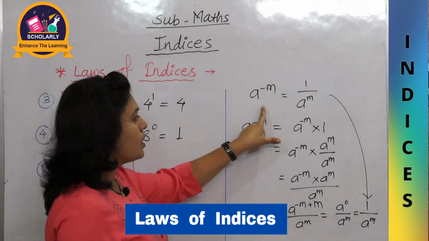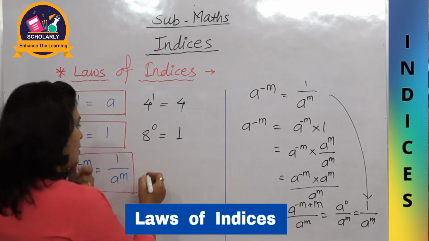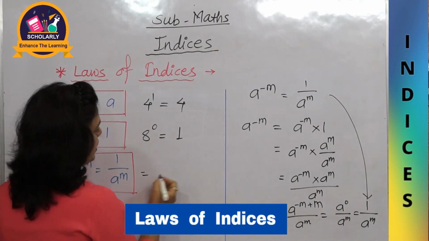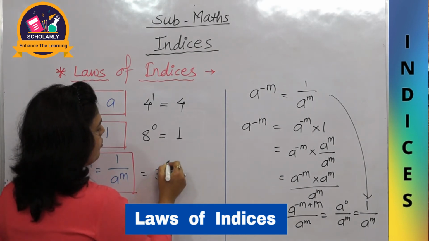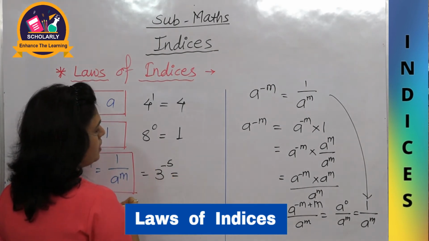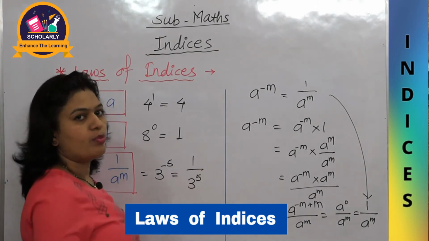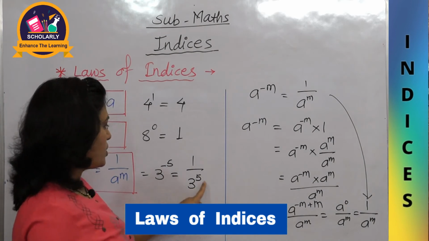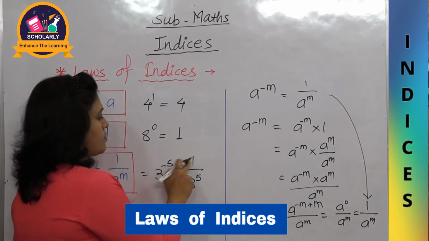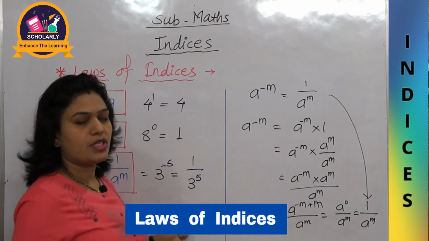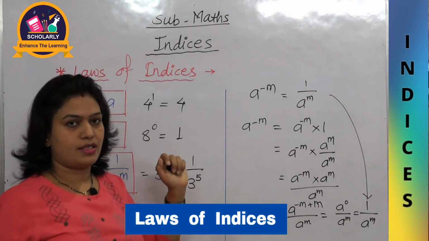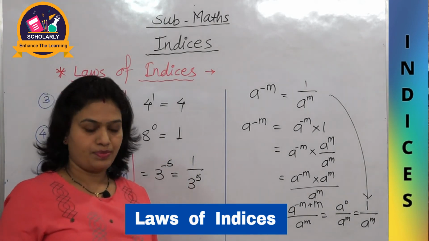So just taking an example, if we write here 3 raised to minus 5, then it would be 1 by 3 raised to 5, the positive power, 3 raised to 5. 3 raised to minus 5 equals 1 by 3 raised to 5. It is the fifth law of indices. Let's see the next laws.